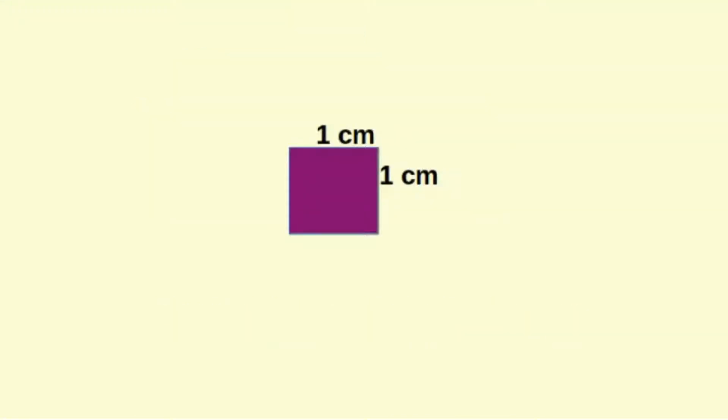Now let us take area. For that I have drawn a square here in which one side is 1 centimeter, then all the other sides will be also 1 centimeter. Then I can say it is a 1 centimeter square, or in other words it is a square of 1 centimeter. Here we can say the area bounded by this square is 1 centimeter square.